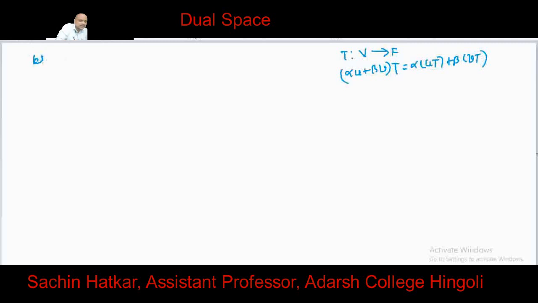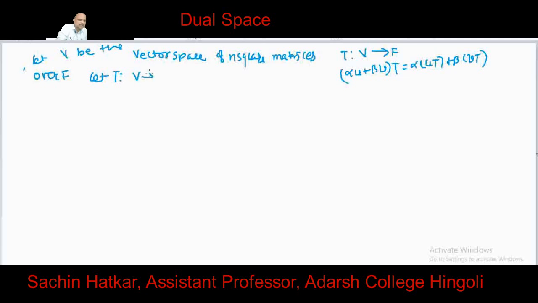Suppose that V is the vector space of n-square matrices over F, and let T be a mapping from V into F, the trace of matrices. How is it defined?